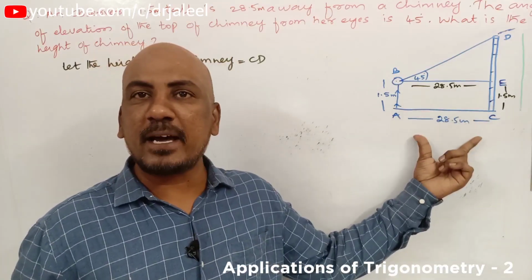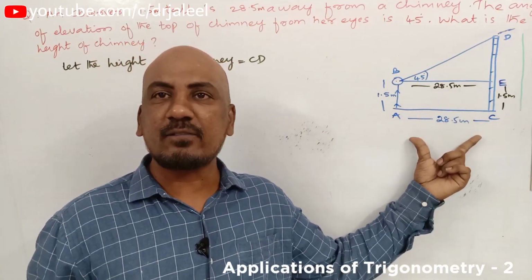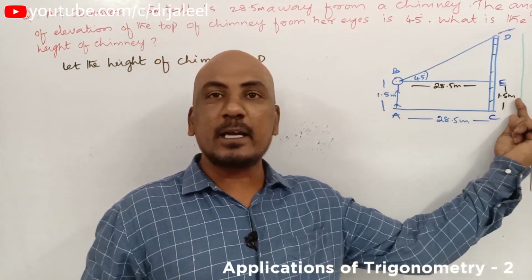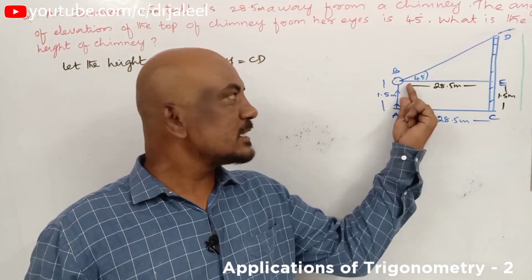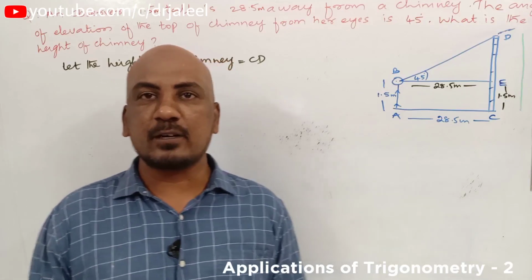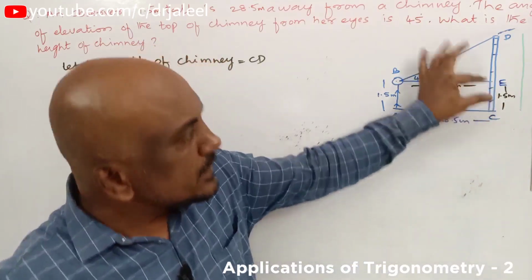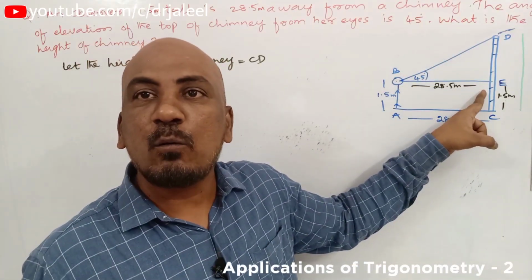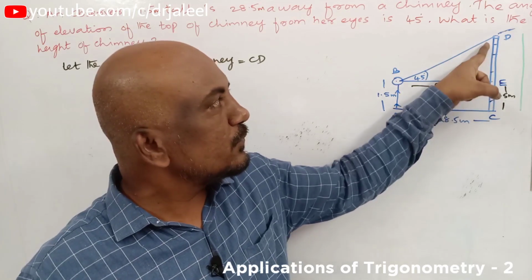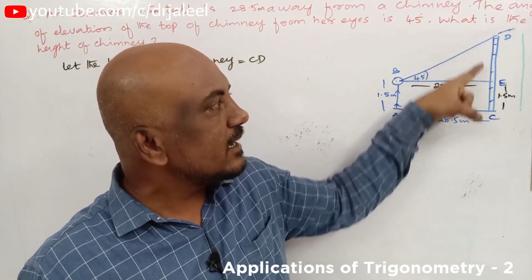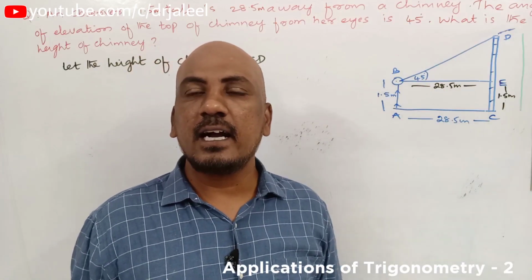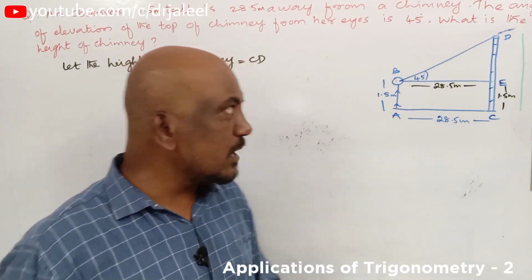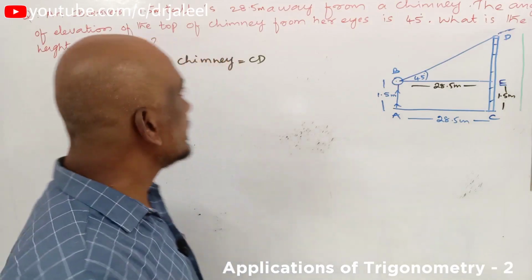Because these two are parallel lines. This is horizontal and this is the surface. These two are also parallel. Why are they parallel? Because this chimney is perpendicular to the surface. This person observing is also perpendicular to the surface. So now when you know that this is 1.5, what is it that you want then? If you get this side ED, automatically that can be added to 1.5 and give the answer for the height of the chimney. So now let's try to find it.